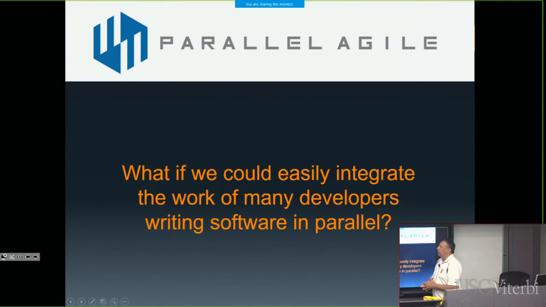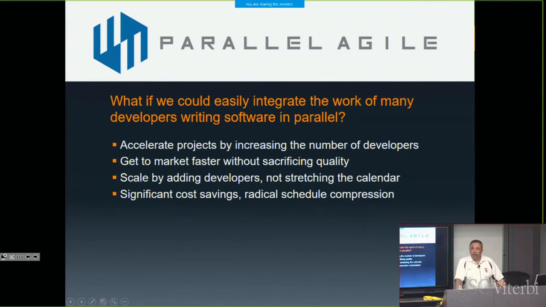So the central question here is, it's widely thought to be impossible to easily integrate the work of a whole bunch of developers working in parallel. Okay. But what if we could do that? What would the implications be? Basically, number one, we can accelerate projects by increasing the number of developers. That means we can get products to market faster without sacrificing quality. And we can scale our projects not by stretching the calendar and adding more 2-week sprints, but by increasing the number of developers. What we've been seeing in our experiments thus far, and we're about 4 years into this, is pretty significant cost savings and very radical schedule compression.